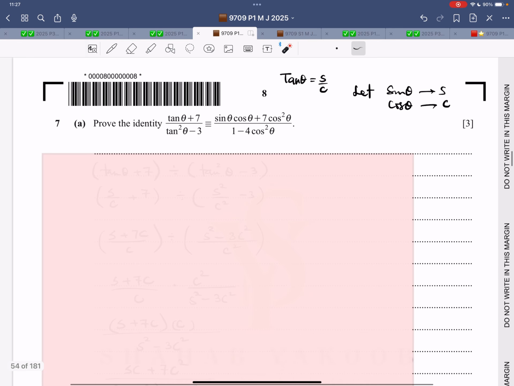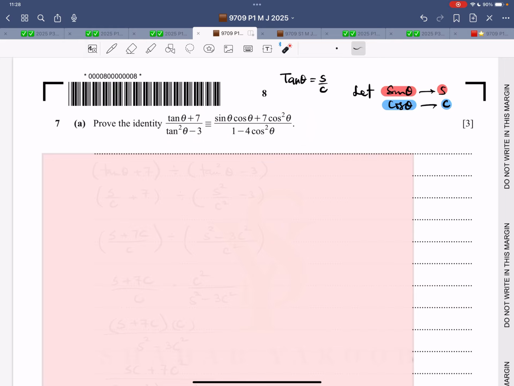Next one, that is a trigonometry question. The first part is about proving identity. So we know that tangent is sine over cos. We know that sine squared plus cos squared equals to 1. If you want, there is no compulsion, you can write sine theta and replace it with S. You can write cos theta, replace it with C. That's your choice. So now tangent theta plus 7 tan square theta minus 3 should become this.